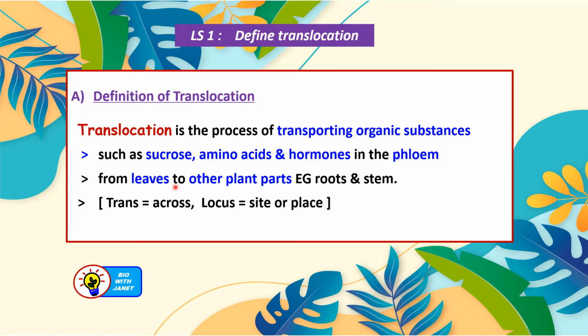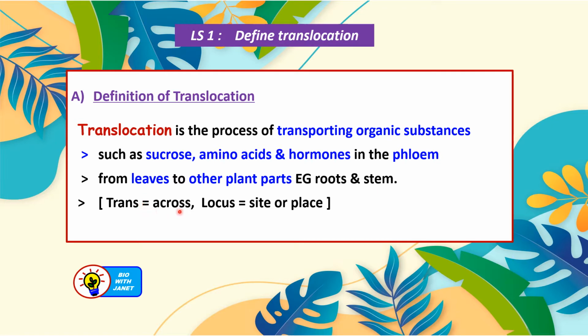From where to where? We must mention from where to where when we're talking about transport of something. So from leaves. For example, organic food substances are produced in the leaves through photosynthesis, to other plant parts such as the roots and stem that need these substances for growth.